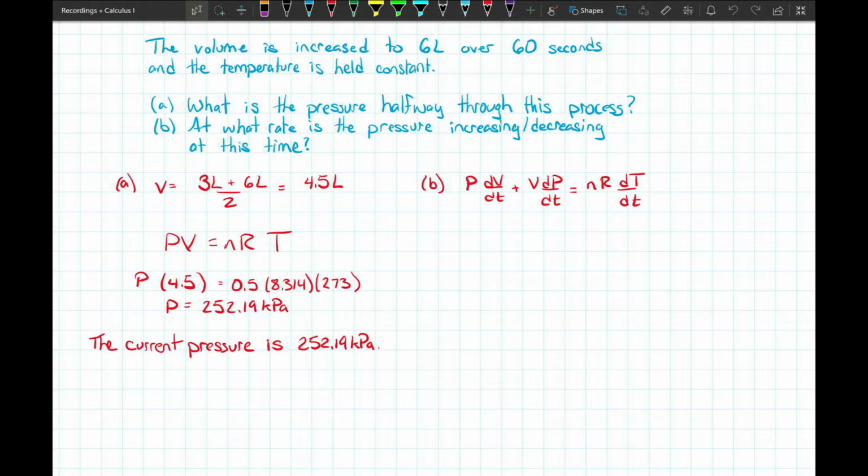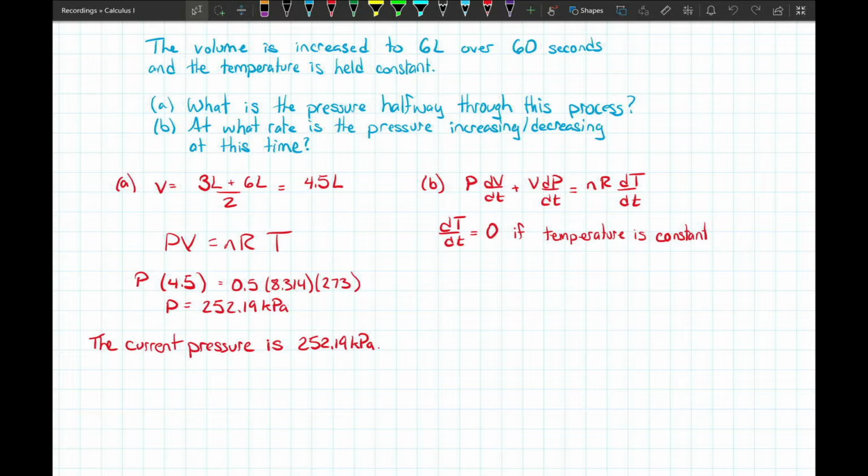One of these rates is already known. The temperature is being held constant. And if something is constant, then its rate of change is equal to 0. So in this case, again, this sounds silly, but just remember dT by dt is the rate of change of temperature, and it is equal to 0 since it is being held constant.